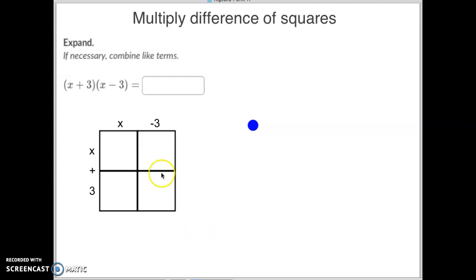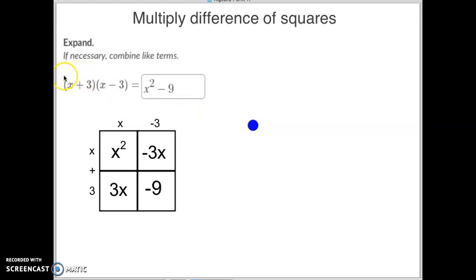And if you multiply them through, it's quite simple. X times x is x squared. X times negative 3x is negative 3x, and then positive 3x and negative 9. Now, what do you notice that this negative 3x and this positive 3x will do to each other? They're going to cancel each other out. So our simple answer is simply x squared minus 9.